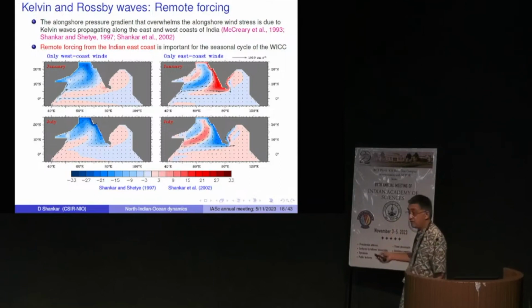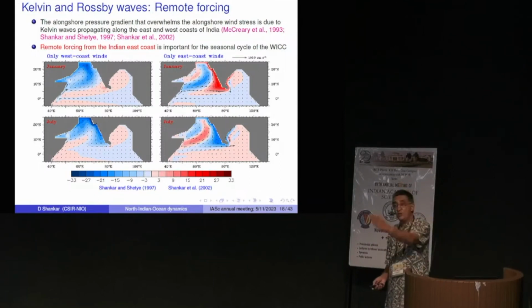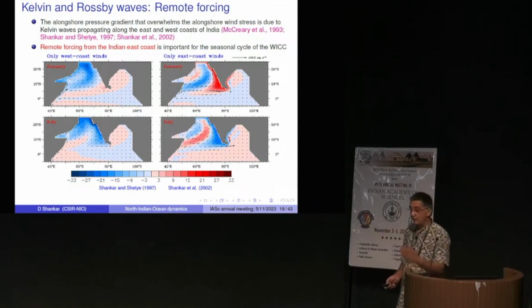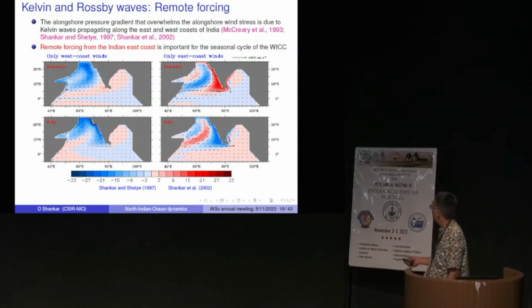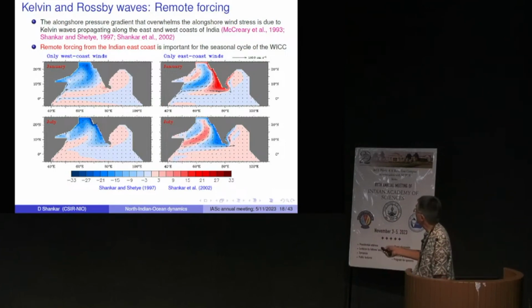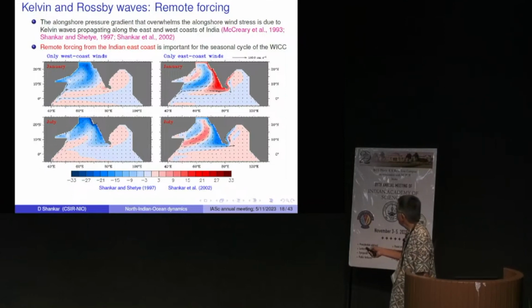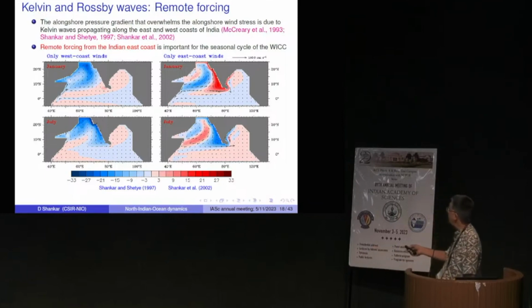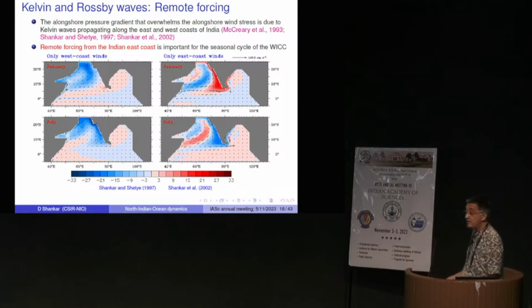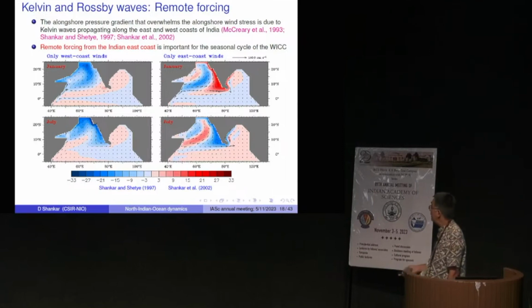While the east coast wind is just an accident of geography. You have southwesterlies, and you have a coast that is perfectly oriented to put almost the entire wind alongshore. So you have a strong response off Kerala coming from the east coast winds. This is a simulation with only east coast winds. So what happens is you're generating Kelvin waves that go around here and then radiate off as Rossby waves. So remote forcing from the Indian east coast is important for the seasonal cycle of the West India coastal current. So if you're interested in explaining what happens here off Goa, you need to simulate the entire basin.